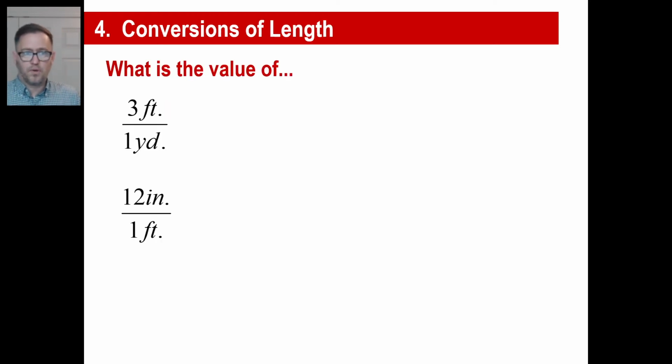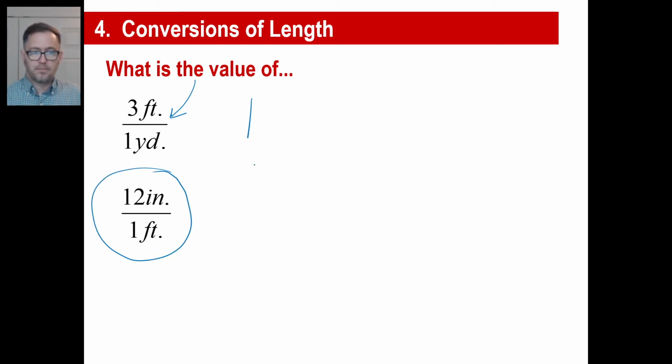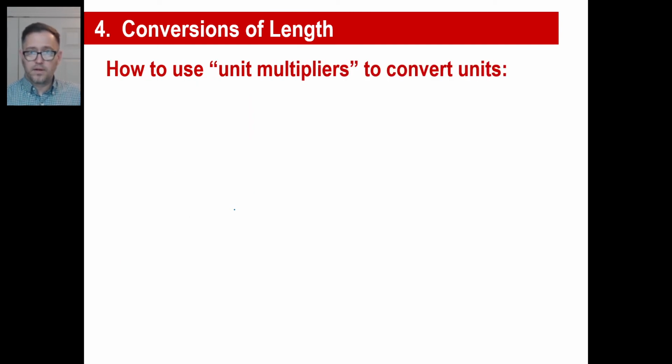So we're going to use unit multipliers, okay? We already did this one. What's the value of 3 feet divided by a yard? 1. What's the value of 12 inches divided by 1 foot? 1, right? It's equal to each other, so it's 1. We're going to use unit multipliers now, so definitely copy these steps down. I've got these really nice and streamlined for you. And again, make sure you're doing this with your notes, okay?